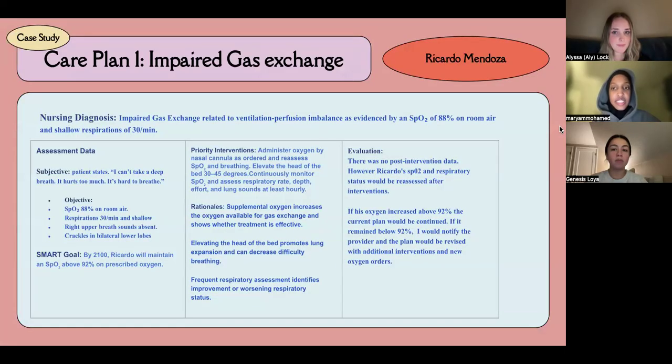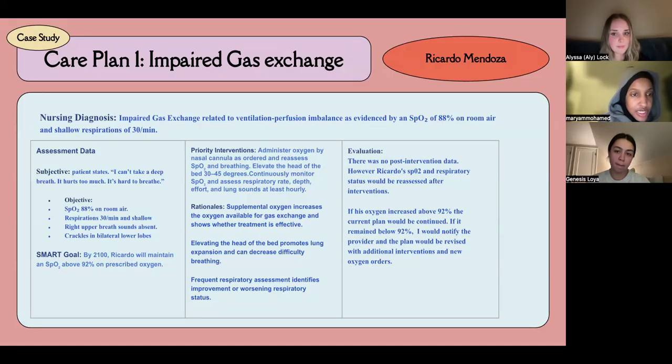Based on these findings, our first priority nursing diagnosis was impaired gas exchange related to ventilation perfusion imbalance, as evidenced by oxygen saturation of 88% on room air and shallow respirations of 30 per minute. Our goal was by 9 p.m., Ricardo would maintain an oxygen saturation above 92 on prescribed medication.